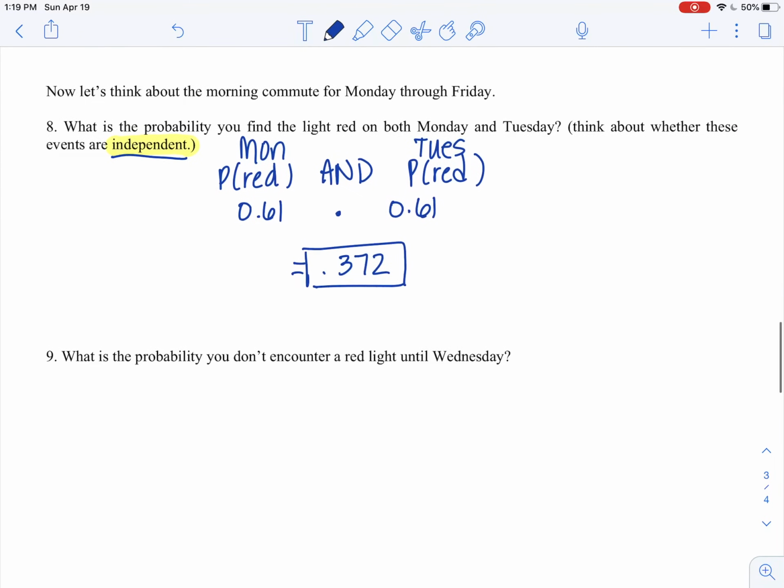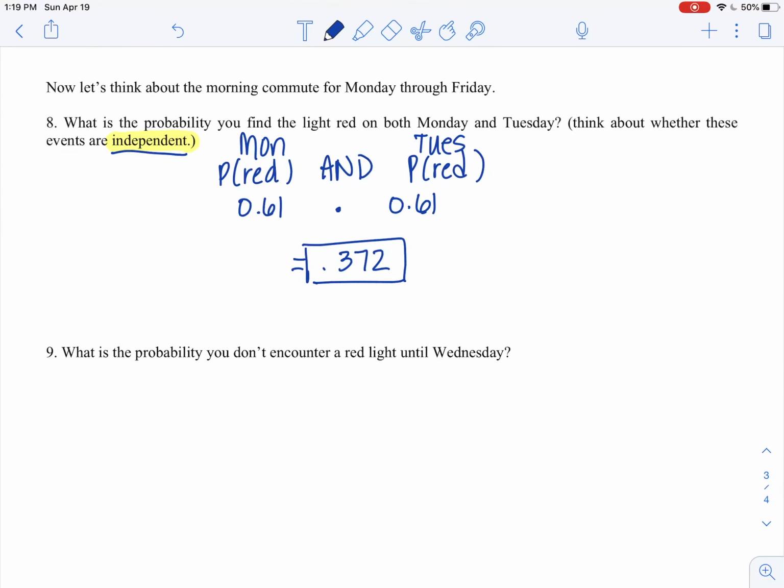Okay, last question. What is the probability that you don't encounter a red light until Wednesday? Okay, so let's think about the situation. You drive to school on Monday, you drive to school on Tuesday, you drive to school on Wednesday, right? So think about the fact that it's Monday and Tuesday and Wednesday. Monday does not affect Tuesday, does not affect Wednesday, so "and" is going to mean multiply. And it says that you're not encountering a red light until Wednesday. So on Wednesday, there's a red light.